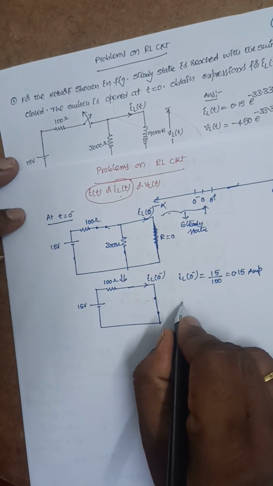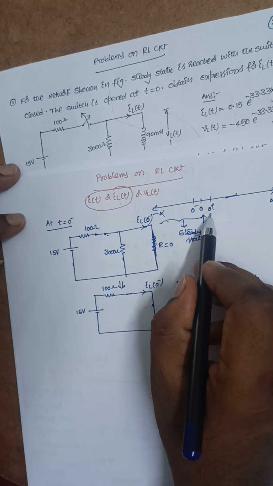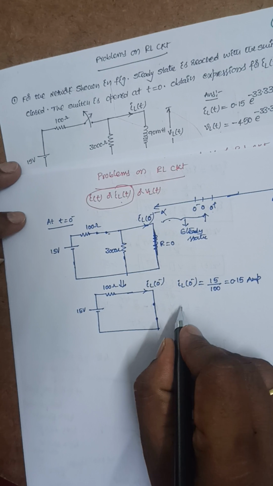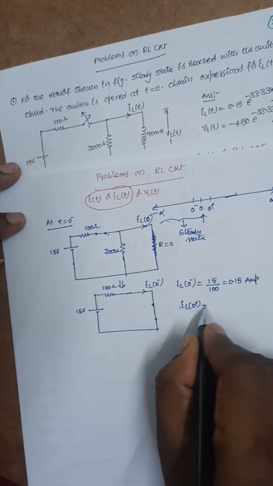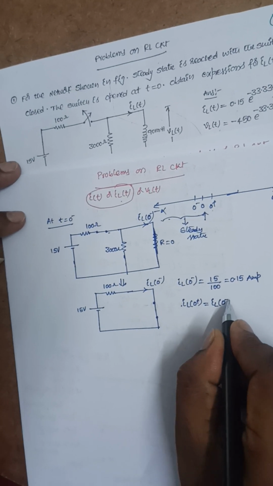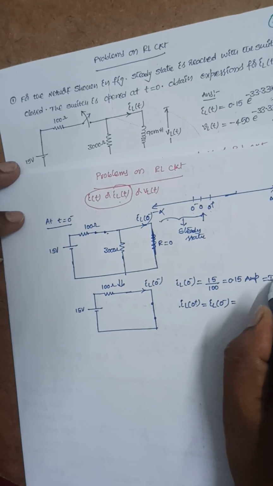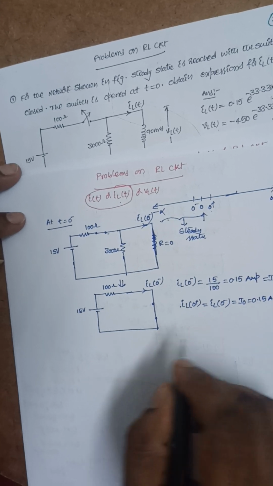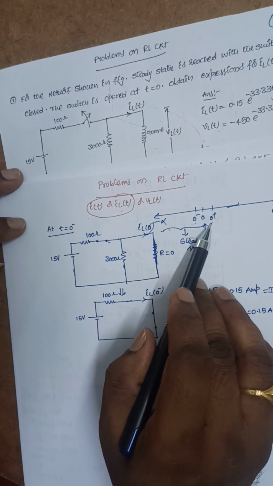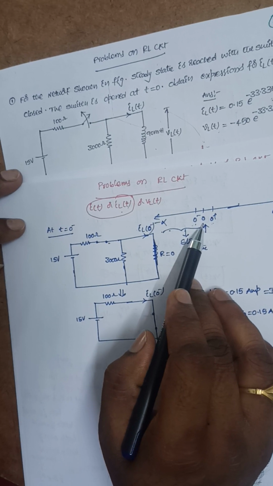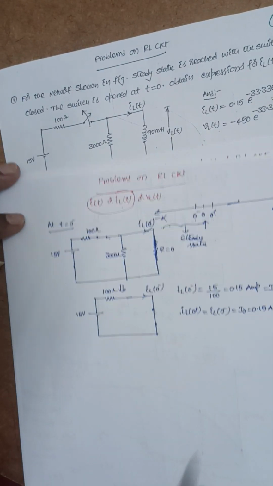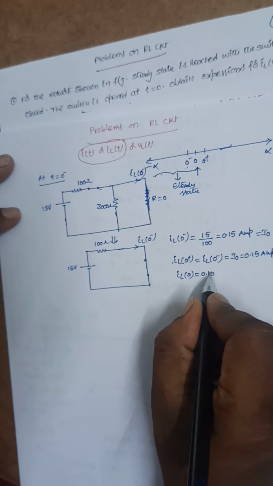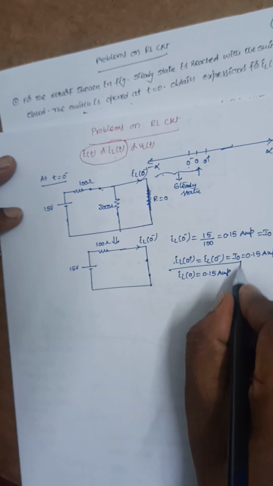Now we know that at t is equal to 0 plus, the current flowing through the inductor is the same as the current at t is equal to 0 minus, because the inductor doesn't allow sudden changes in current. So IL of 0 plus is equal to IL of 0 minus, which is the initial current I0. So I0 is equal to 0.15 amperes. At this point and at this point also it is 0.15, because there is no change in current. So IL of 0 is also 0.15 amperes. Okay, we got this expression.